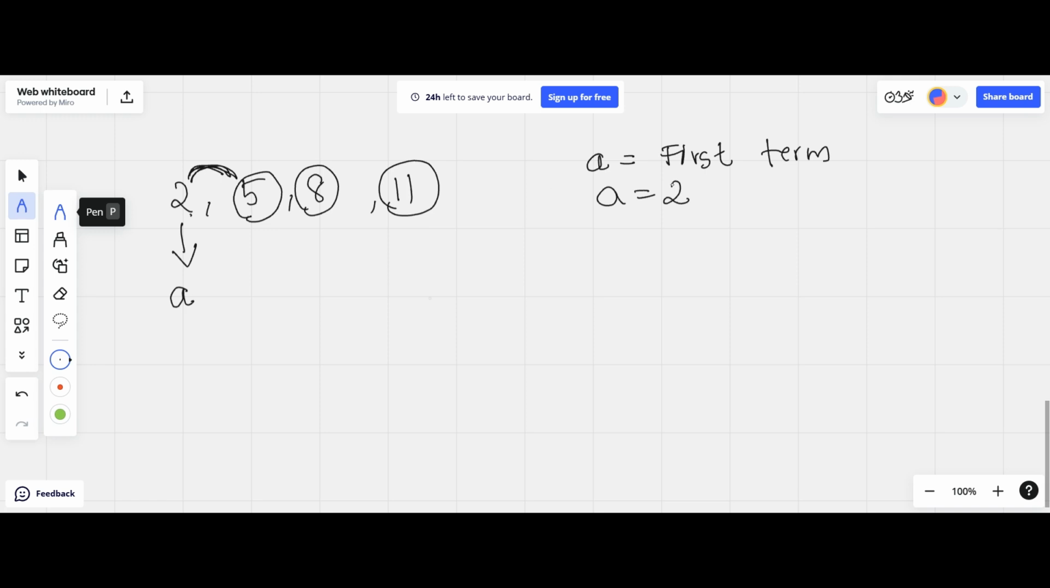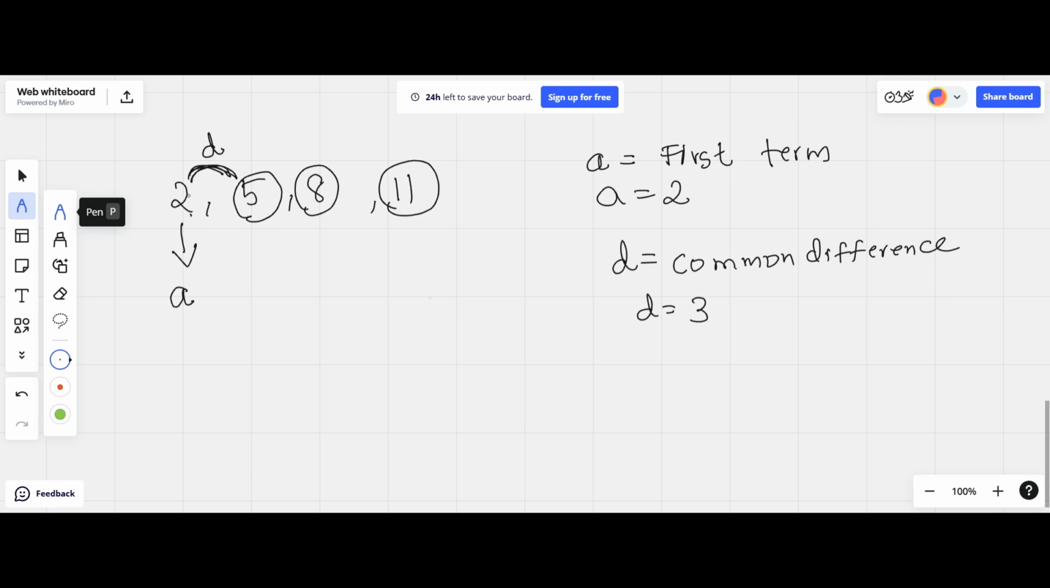For the difference we denote it by d. So d means common difference. So what is d here? What is the difference? 5 minus 2 is 3. So the difference here is 3.